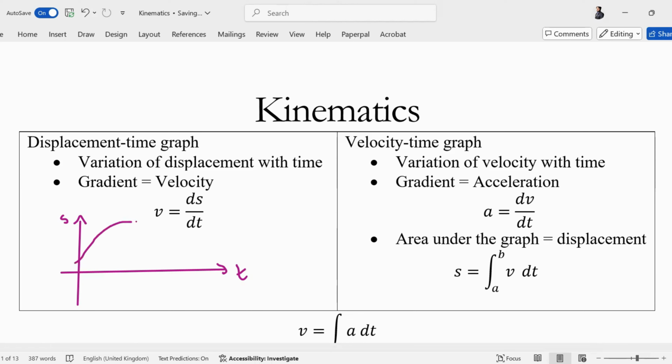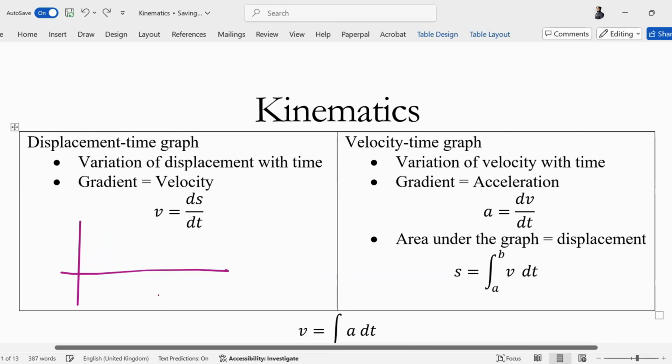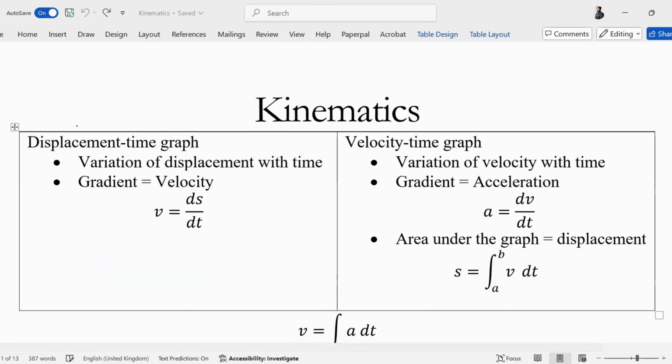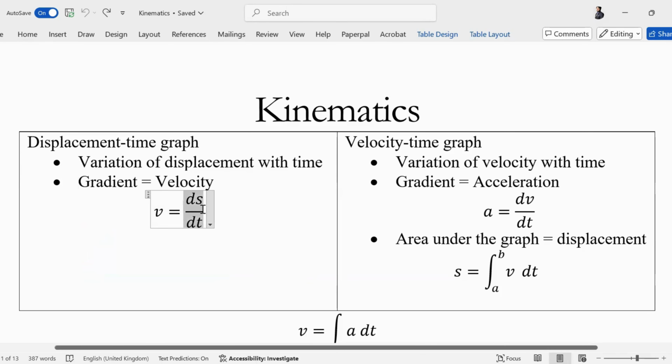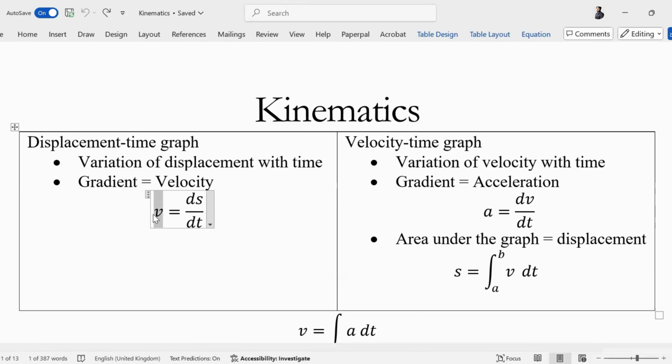Now what does it tell us? The graph itself tells us the variation of displacement with time, how the displacement is varying. And what is the gradient? The gradient is velocity. How? What is the definition of velocity? Velocity is rate of change of displacement. And in calculus, how do we write rate of change? If s is displacement, the rate of change can be written as ds upon dt, which is rate of change of displacement. And this is another quantity which is called velocity. So gradient of a displacement time graph tells us velocity.